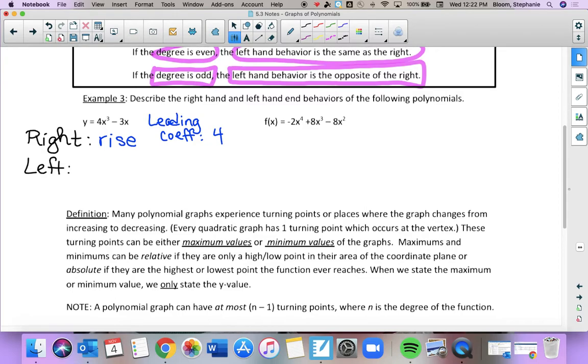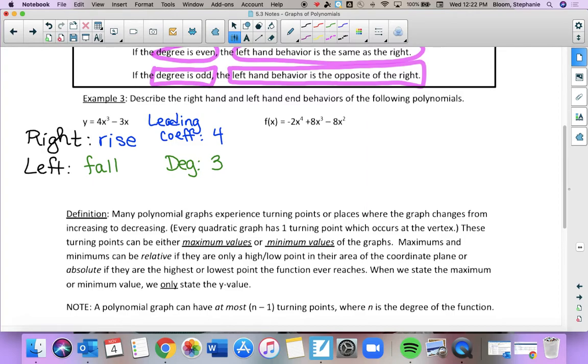Okay, the left side is off of our degree. What is our degree on this polynomial? What's the number? 3. It's odd. So if it's odd, what does the left side do? It goes opposite of the right side. So if it's an odd degree, it's going to go opposite. So if this one was rise, what will this one have to be? Fall. So that means the right side would be going up and the left side would be going down, like that picture you already saw, where they were going in opposite directions.